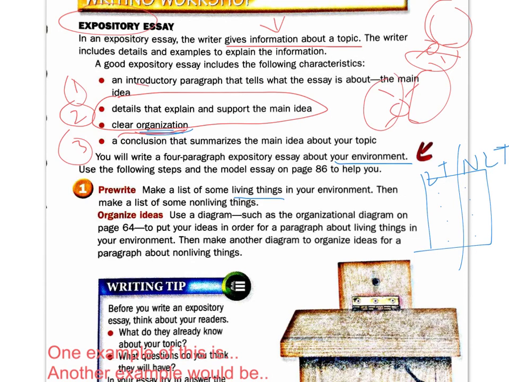And then organize your ideas, such as we used on page 64. Put your ideas in order for a paragraph about living things in your environment. Then make another diagram to organize ideas for a paragraph about non-living things, so we clearly see what the two paragraphs will be. There will be a paragraph about living things, and there will be a paragraph about non-living things in your environment.